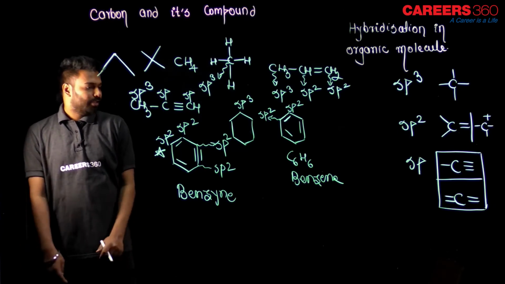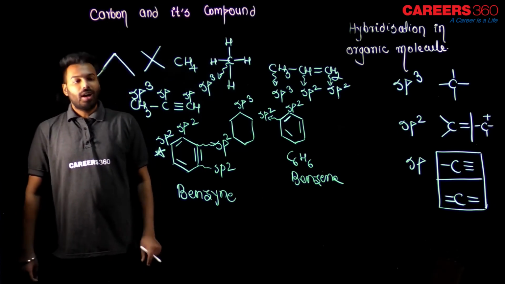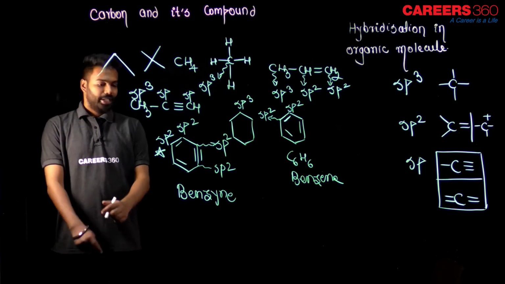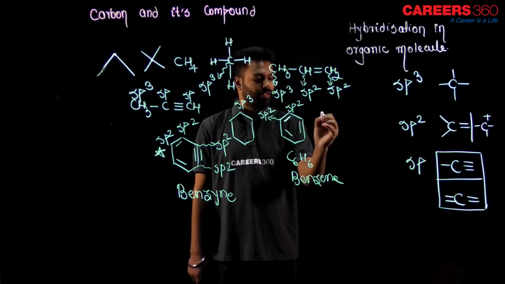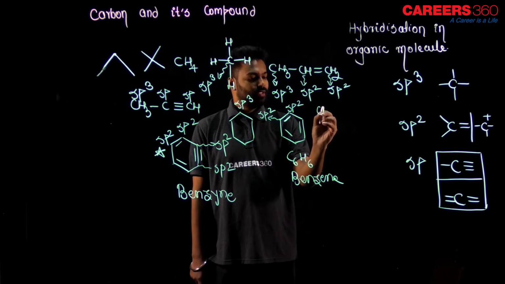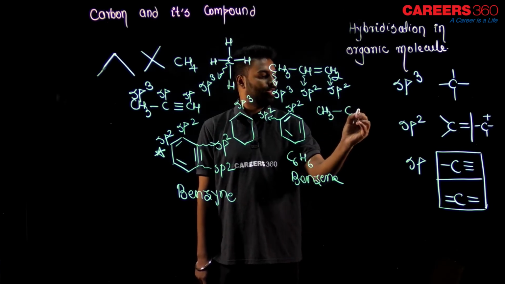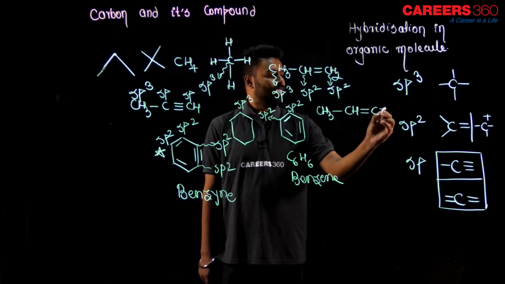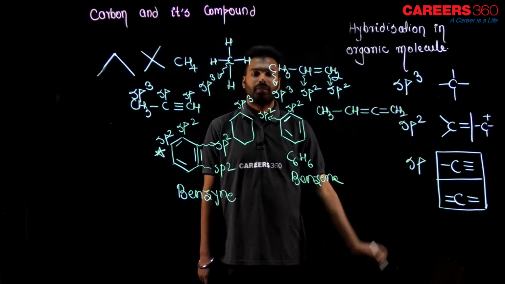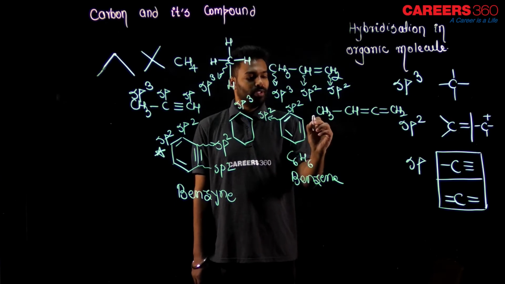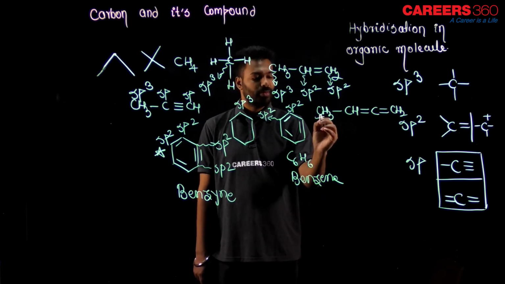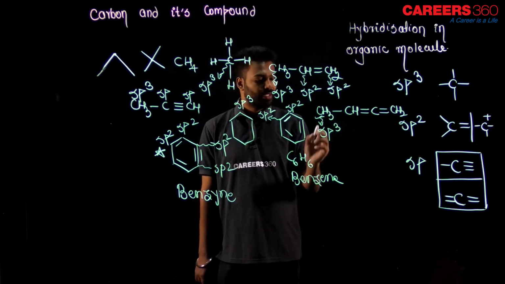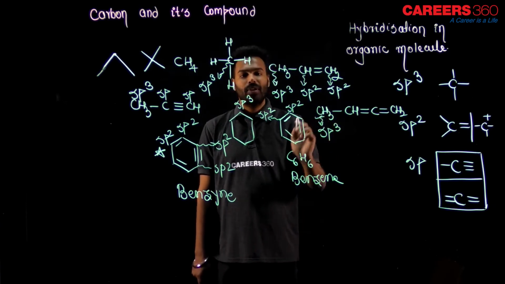So in this way we got some idea about how to calculate hybridization, but yes, we should take more ideas like this. Suppose I write CH3, CH double bond C double bond CH2. Okay, tell me about this carbon. This carbon is sp3, yes or no? Because this carbon is connected with single bonds only.